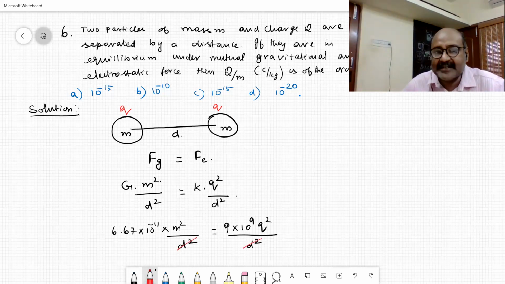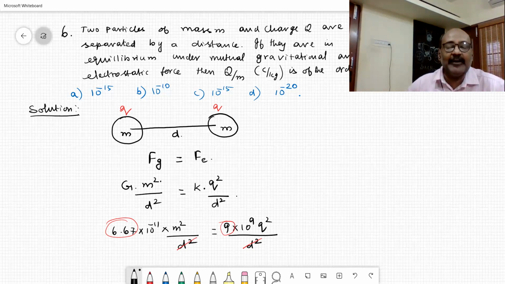See, the question asks if they are in the order of, so we can neglect the numerical values also. Let us consider only the powers. So what you are able to get is m square into 10 to the power of minus 11 is equal to q square into 10 to the power of 9. You are asked to calculate q by m.